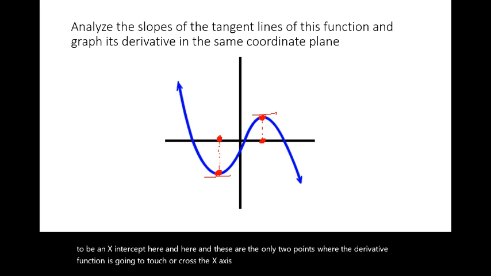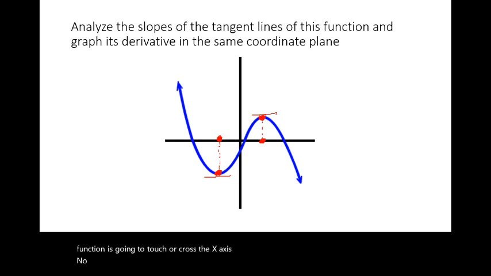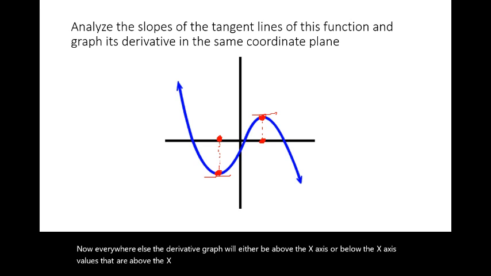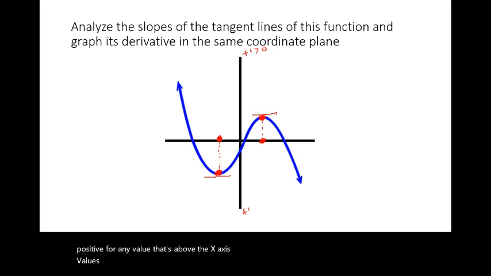Now, everywhere else, the derivative graph will either be above the x-axis or below the x-axis. Values that are above the x-axis will have positive y-coordinates. So the derivatives will be positive for any value that's above the x-axis. Values that are below the x-axis have negative y-coordinates, so the derivatives will have negative values below the x-axis. Where the derivative function is above and below the x-axis depends on whether the original function is increasing or decreasing.